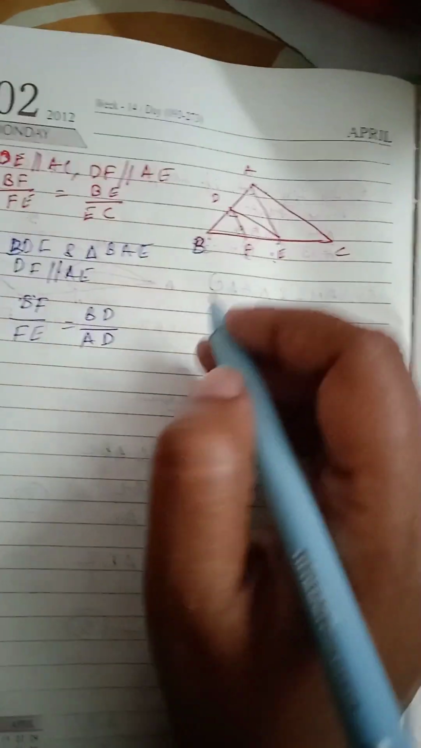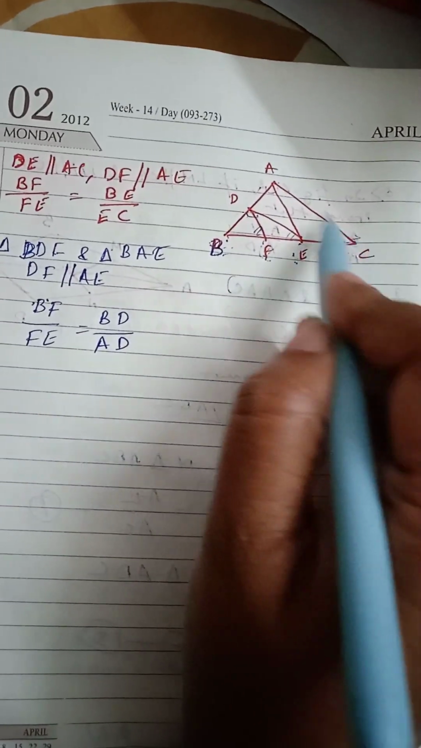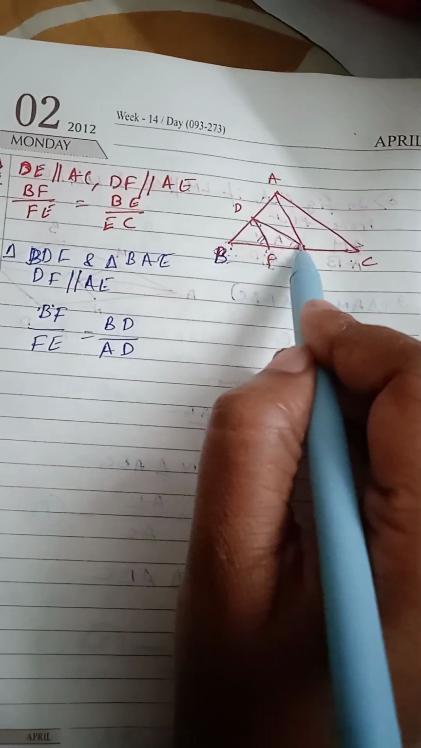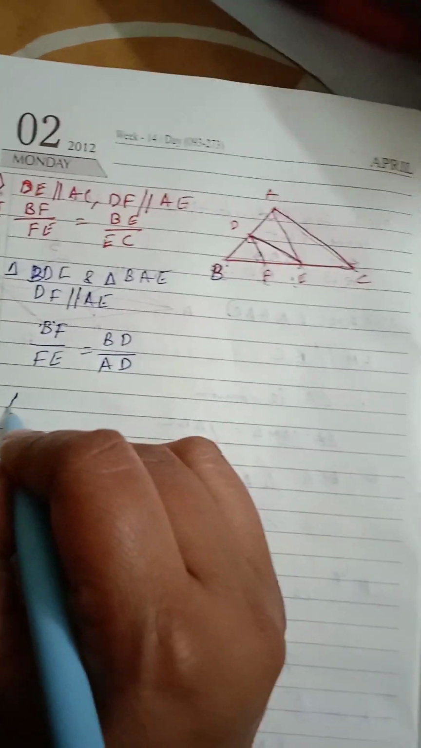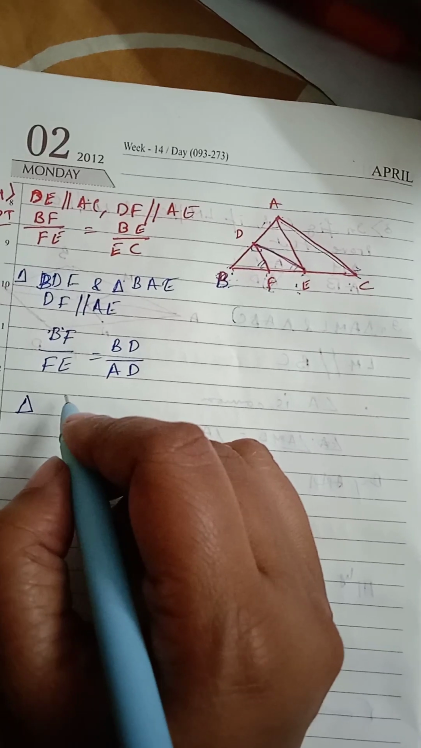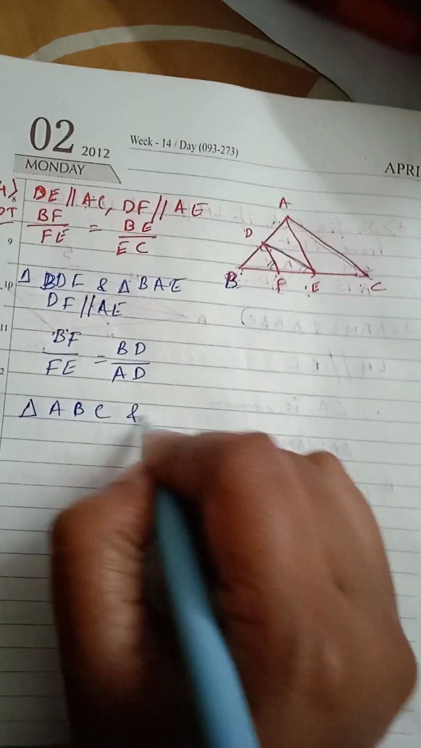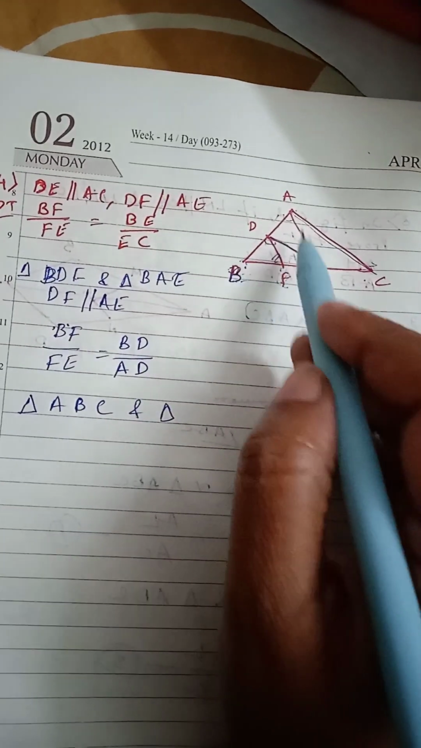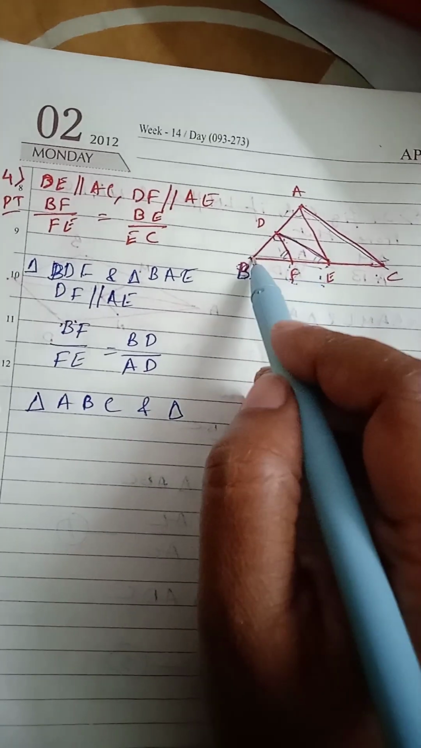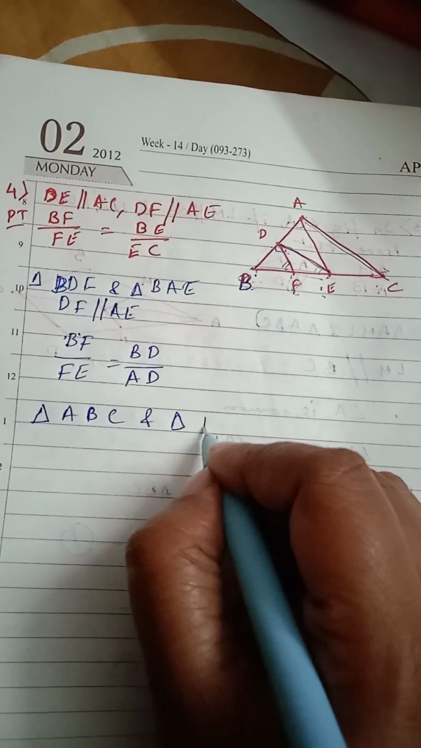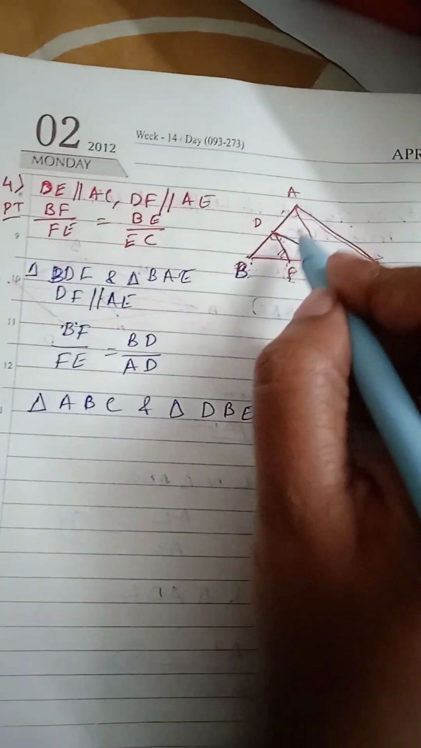In the next case, what am I doing? I am taking this whole triangle, and in this case, these are the two parallel lines I am taking. So considering triangle ABC and triangle, which one? Considering the whole triangle and this triangle, that is DBE.